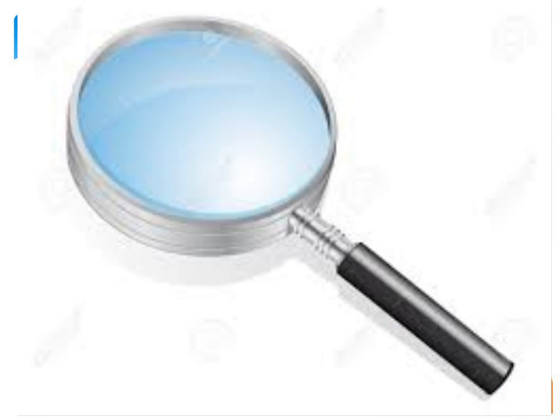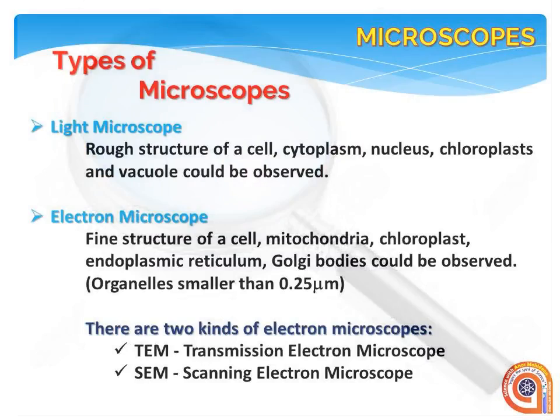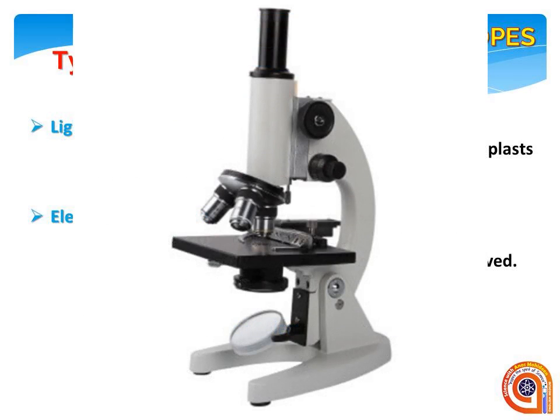Okay, a convex lens has been fitted up with a handle, and that is what we use as a hand lens or a simple microscope. And thereafter light microscopes have been introduced, or compound microscopes. That is what usually we use in our school laboratories too.